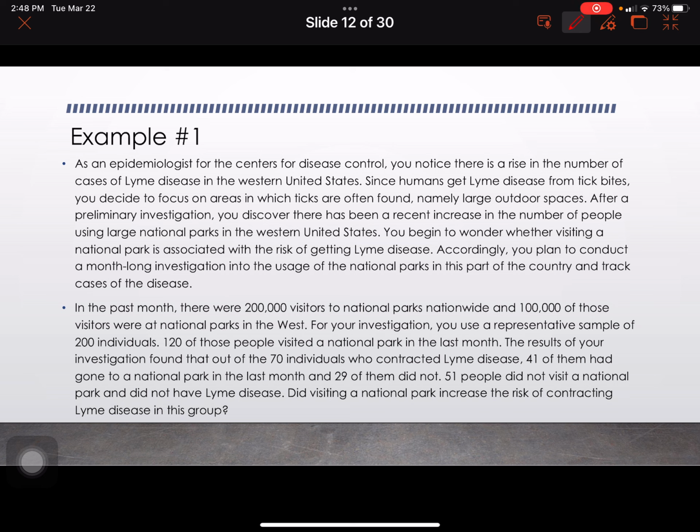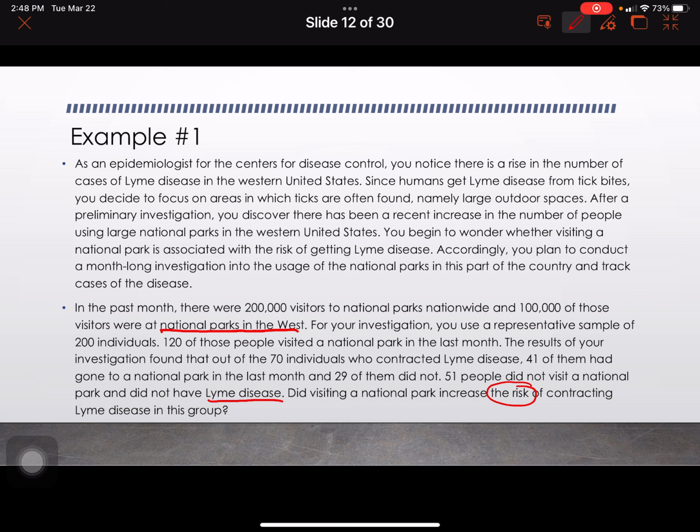So now step 2 says that we need to identify what the problem is asking for. And by the question posed at the end, I can tell that we're going to need a risk ratio since we're looking for increased risk. Now for step 3, we identify the exposure and the outcome. In this case, the exposure is visiting a national park in the West, while the outcome is going to be Lyme disease.